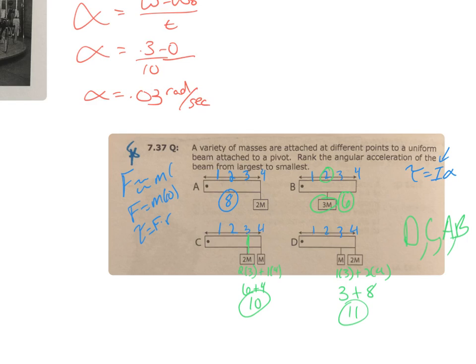Notice that the one that has the most mass in one spot provides the least angular acceleration because it has the least torque. All right. And finally, let's go through here.